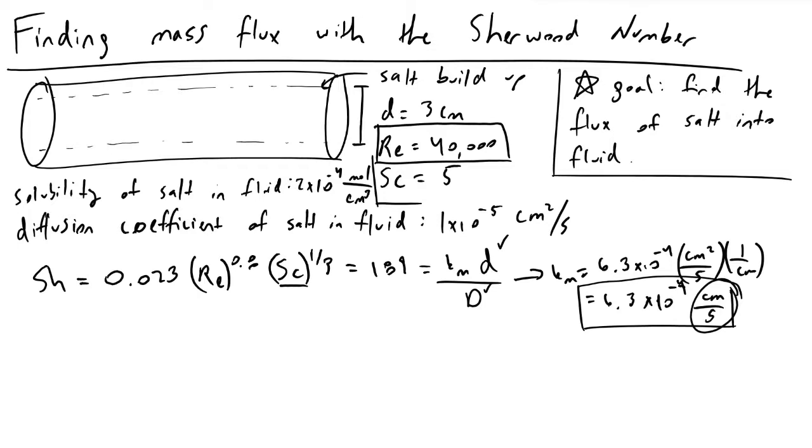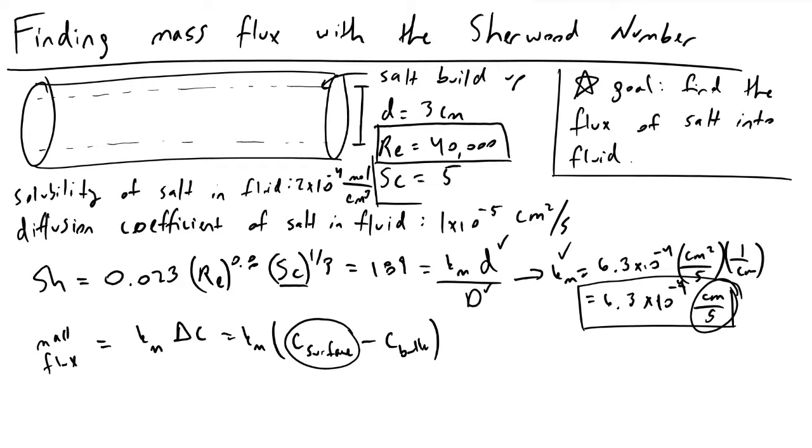And so now that we were given and we have derived what our mass transfer coefficient Km is, we can turn to our mass flux equation. And our mass flux is equal to our mass transfer coefficient Km times delta C, where delta C is a difference in concentration. So Km times C at the surface minus C bulk. And so this C surface quantity is equivalent to the solubility of the salt in our liquid.